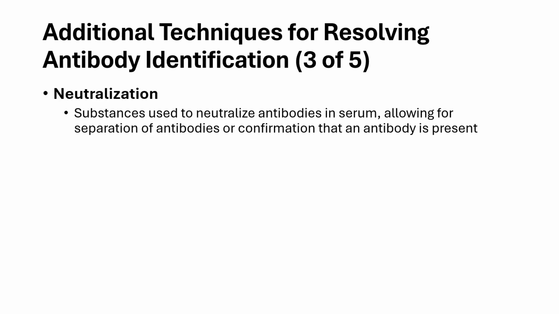For neutralization, this involves using substances to neutralize antibodies in a serum sample. This process helps in separating multiple antibodies that may be present and confirming the presence of a specific antibody. Basically, neutralization helps to clarify which antibodies are truly reacting by blocking or absorbing specific antibodies, making interpretation easier.